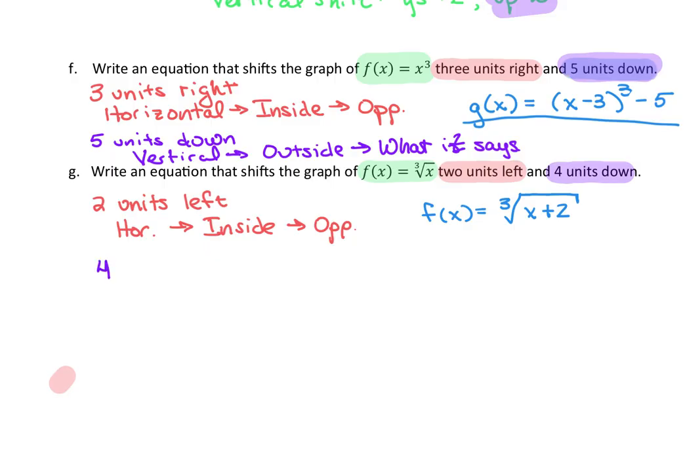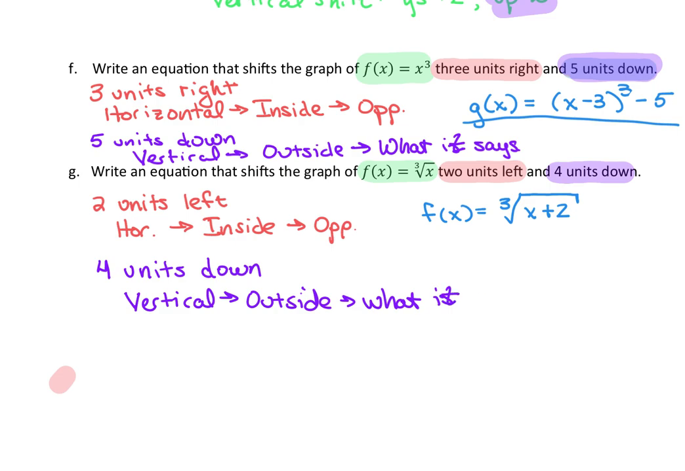The second part of this, we want to go 4 units down. This is vertical. It is outside. And we do what it says. And so 4 down means I want to subtract 4. And so outside my cube root, I'm going to have minus 4. And we're done.